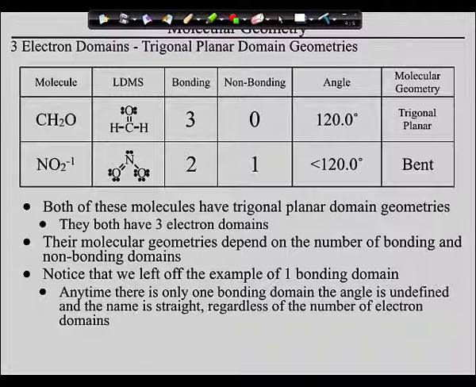So if you want to write that down, go 1 and 2 and then just undefined and straight. It's always the case, so I just left it off. Now guys, what do these all have in common? 3 bonding domains. And again, notice that their molecular geometries are determined by the number of bonding and non-bonding domains. You guys good? Yep.